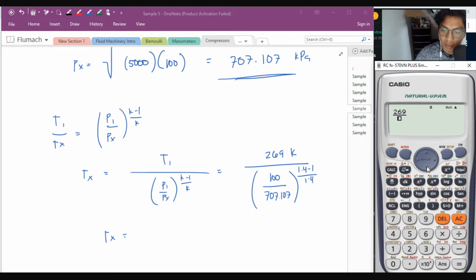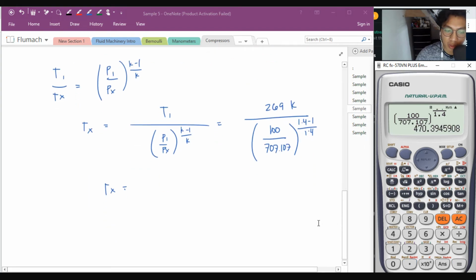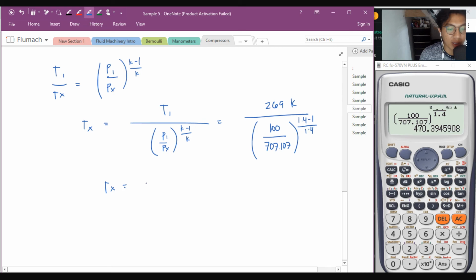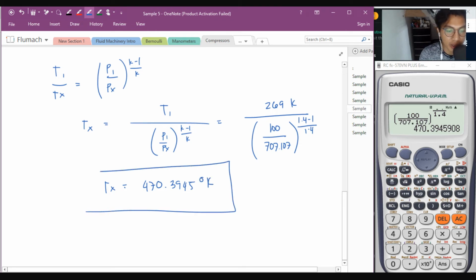269 divided by 100, 707.107 raised to 0.4 tapos 1.4 yung baba. What will be the intercooler temperature? That is 470.39, 470.3945 Kelvin. That is your intercooler temperature.